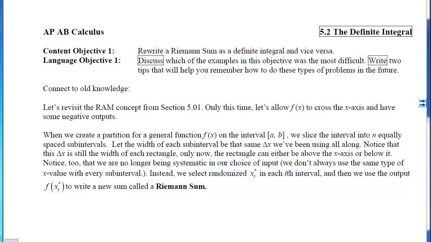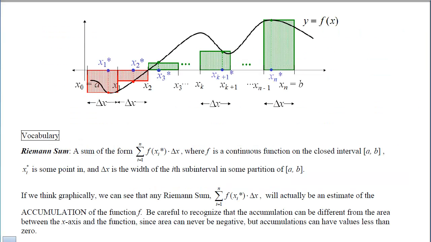Notice, too, that we are no longer being systematic in our choice of input. In other words, we don't always use the same type of x value with every subinterval. Instead, we select randomized x sub i asterisk in each ith interval, and then we use the output f of x sub i asterisk to write a new sum called a Riemann sum.